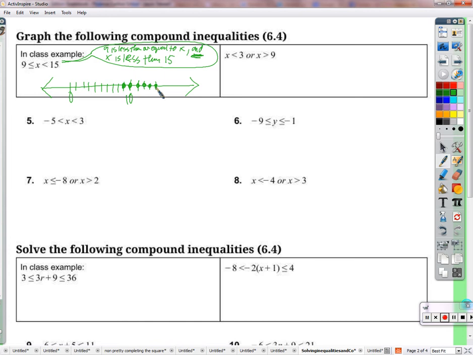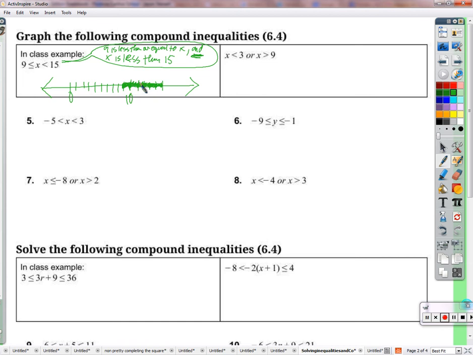Could it be 15 itself? No, because there's no little equals to, so no. But it could be 14.99, or 14.999, and all the ones in between. All these numbers can work. It could be 10, or 10.0001, as long as the zeros can go and then 1.